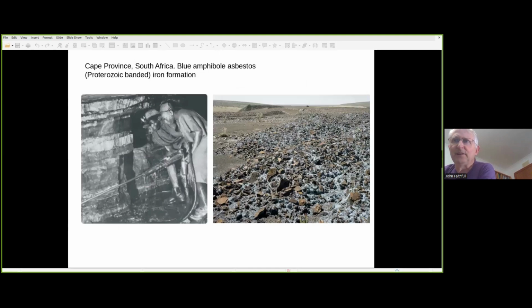Similarly, not all banded iron formations contain these cross-fibre sodic amphiboles, but particularly Cape Province in South Africa and Western Australia, and one or two other places around the world, have the same. The asbestos was mined extensively in South Africa, and it caused huge problems for the miners, and it still causes them today, as you can see from these loose piles with felty blue asbestos lying on a dry, unvegetated surface, enormous health problems for people who have to live in these environments.